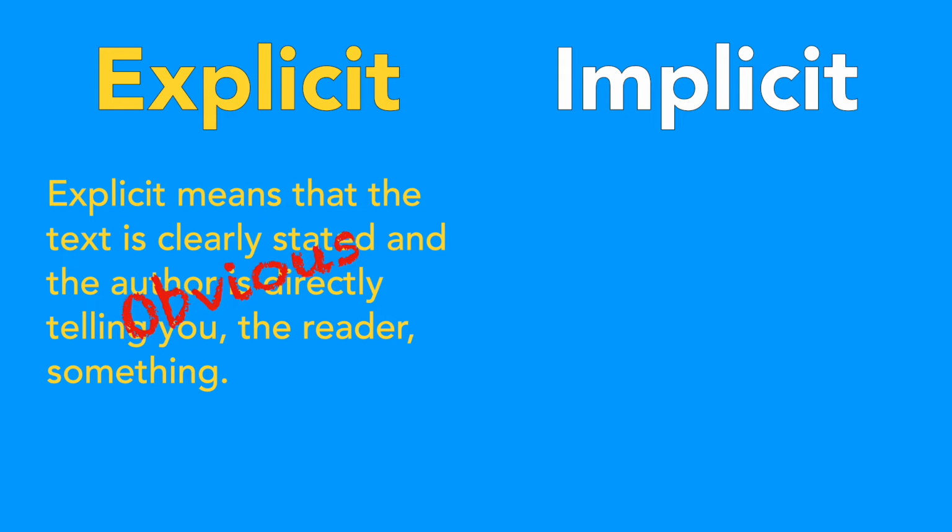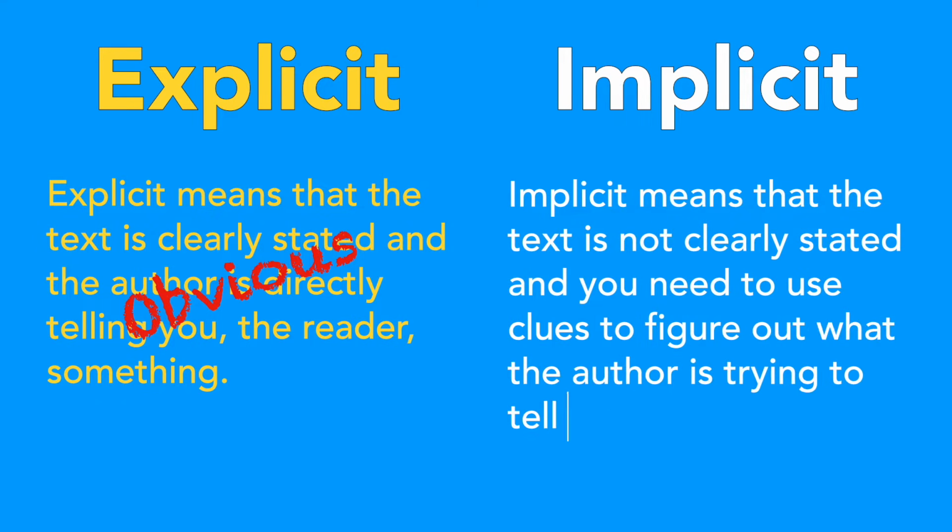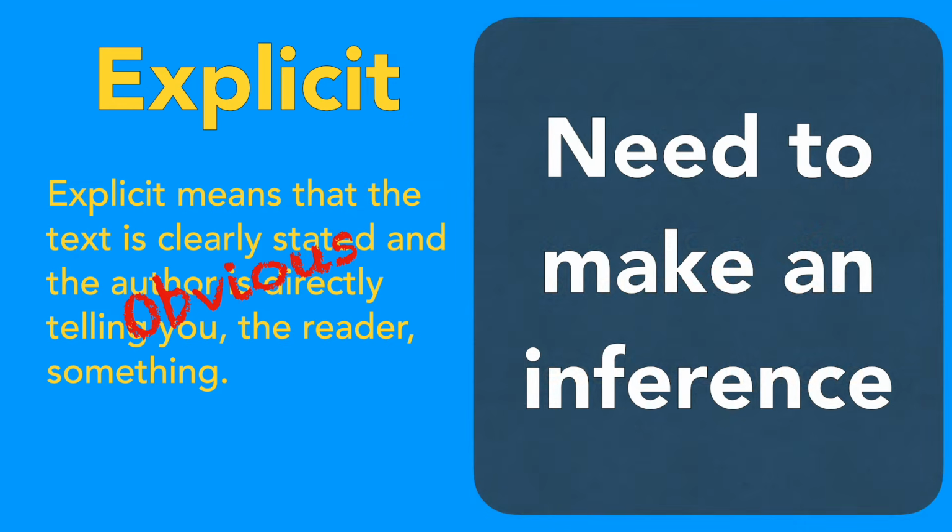It's more obvious. The other way that they're going to give you information is implicitly. Implicit means that the text is not clearly stated and you need to use clues to figure out what the author is trying to tell you. It's more suggested. If an author gives you implicit information, that means that you need to make an inference.